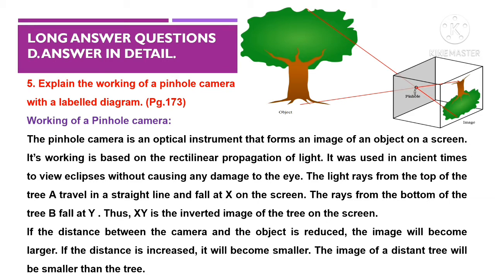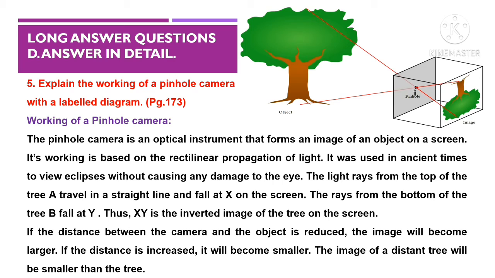Question 5. Explain the working of a pinhole camera with a labeled diagram. Answer is in page number 173. Formation of images by a pinhole camera. First and third paragraph. The pinhole camera is an optical instrument that forms an image of an object on a screen. Its working is based on the rectilinear propagation of light. It was used in ancient times to view eclipses without causing any damage to the eye.